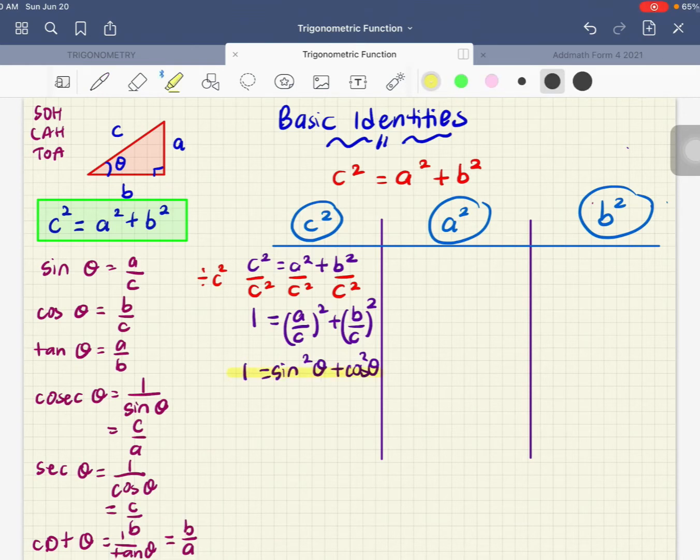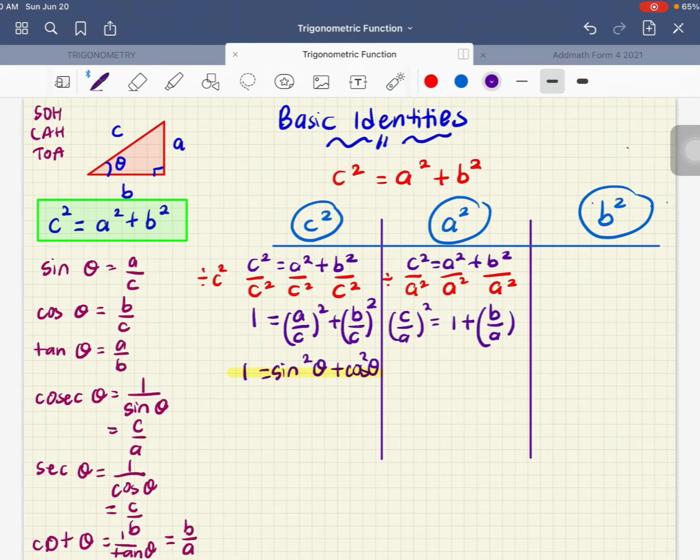Okay, right. What if I divide it by A squared? So C squared equals A squared plus B squared, and I divide everything by A squared. So we'll get C over A squared equals 1 plus B over A squared.